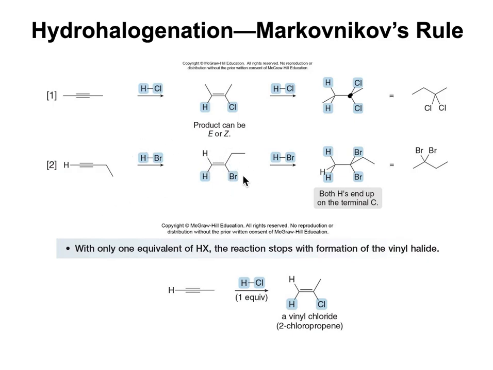So here we have the Br first going to the more substituted side, and when the second molecule of HBr gets added, the second Br also ends up on the more substituted carbon. We're going to talk about it later.